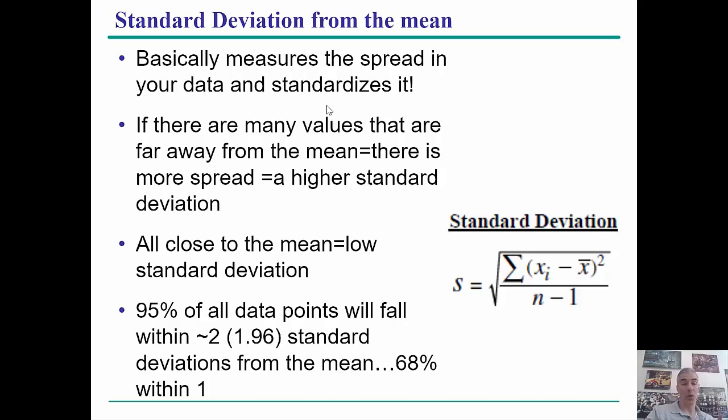The way standard deviation works, 95% of all data points will fall within 2 standard deviations of the mean, and 68% of all points should fall within 1. So it kind of takes our normal distribution and determines for our data set what that normal distribution would look like.